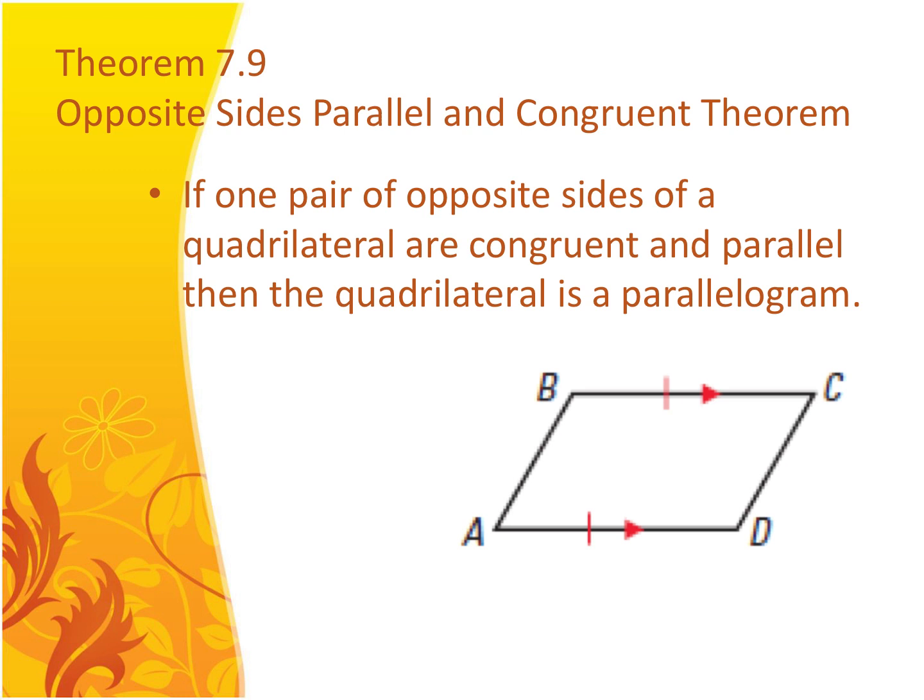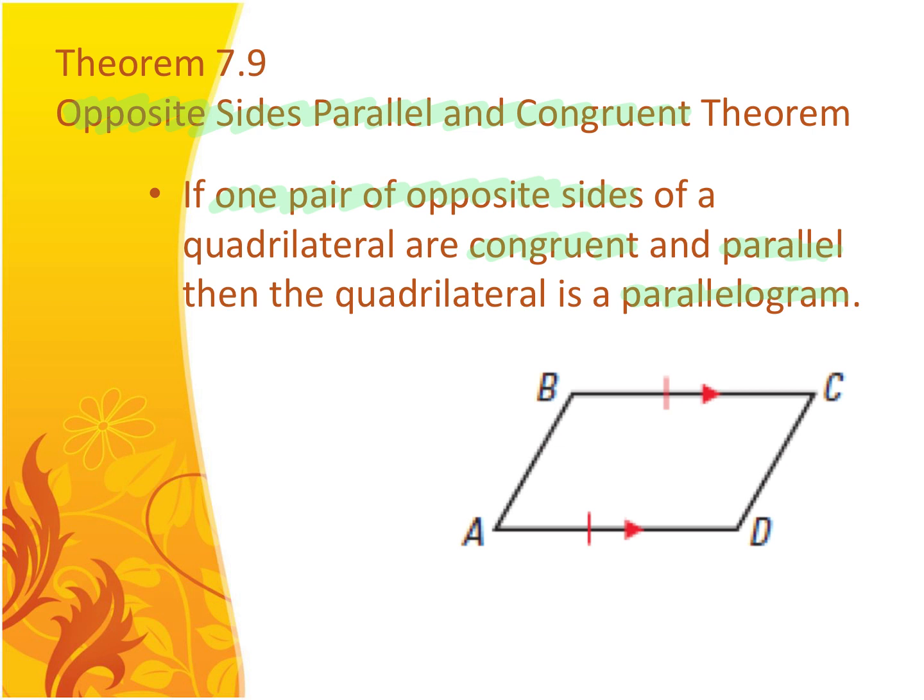Here we have the opposite sides parallel and congruent theorem. So again, this one's a little bit different. Notice it's not a converse. This is a new theorem. This theorem says that if you have one pair of opposite sides congruent and parallel, then the quadrilateral is a parallelogram. So this is one of the few where you don't have to prove both pairs, okay?